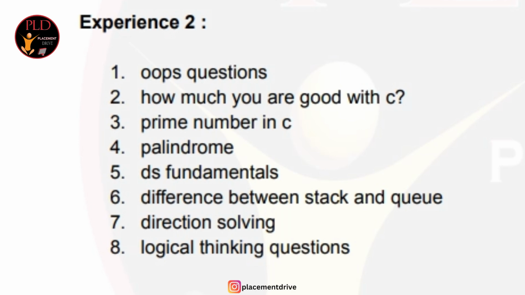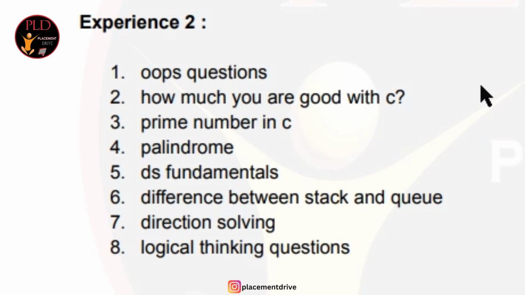The third question is prime numbers. The candidate might have been asked to implement a logic to identify prime numbers in C programming. The fourth question is palindrome check. The candidate may have been tasked writing a program to check if the given string is a palindrome.